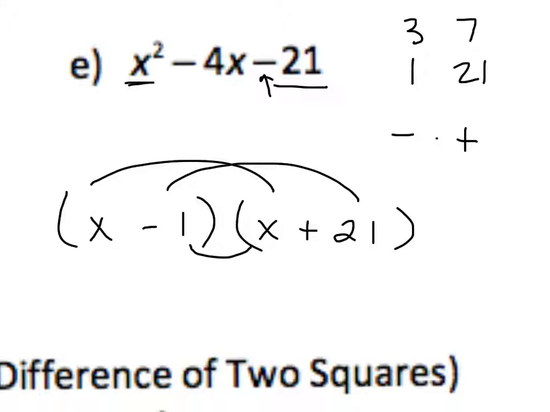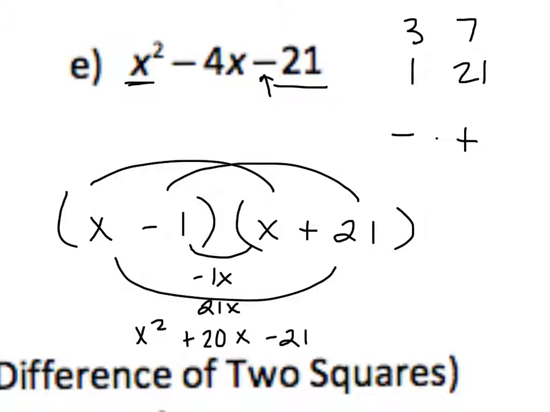Let's go ahead and check the middle. So this is going to give me x squared plus 20x minus 21. It's not even close to what I need it to be. What if I change the signs? What if I made the 21 negative and the 1 positive? Would that change anything? No, now I've got a minus 20. So do I give up?